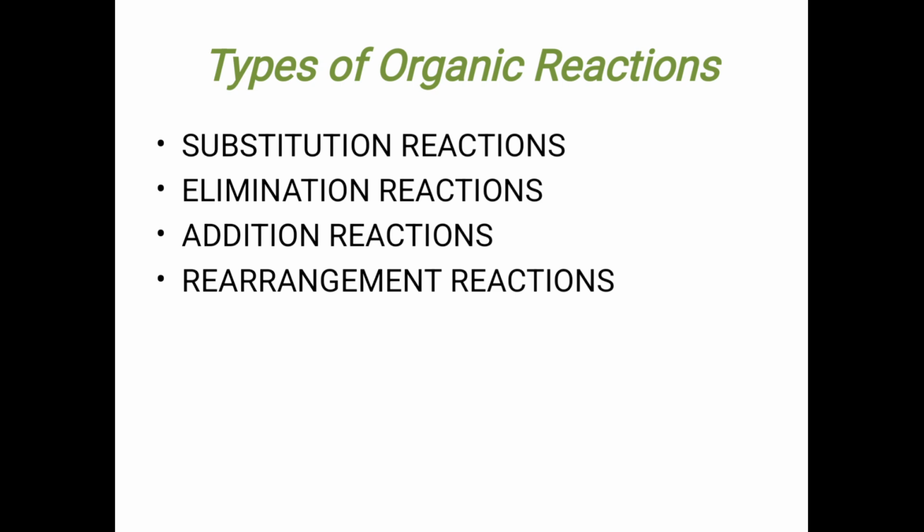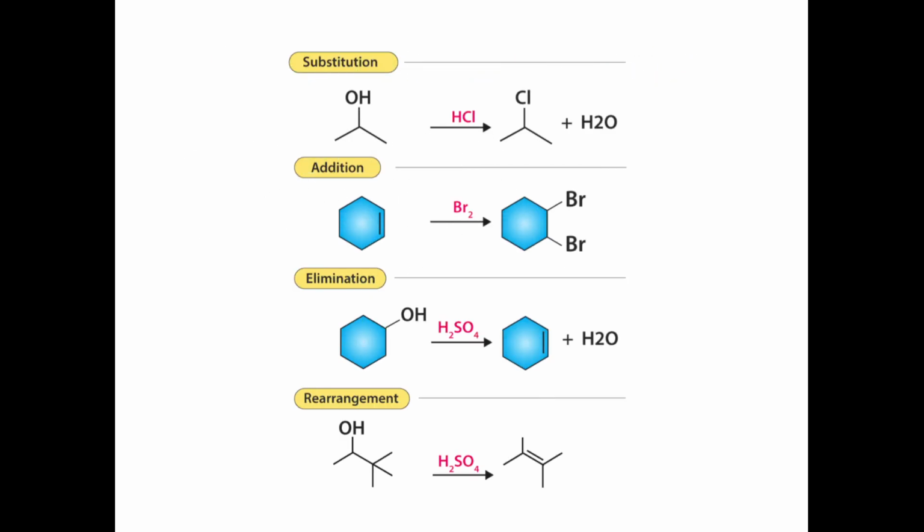Types of organic reactions. There are so many types of organic reactions, but the commonly studied are substitution, elimination, addition, and rearrangement reactions. This slide shows the various types of these reactions with the help of particular examples. In the first one, the substitution, you can see the OH group being replaced by chloride ion and water is formed. In addition, a bromine molecule is added across cyclohexene, wherein the double bond gets converted into two single bonds.